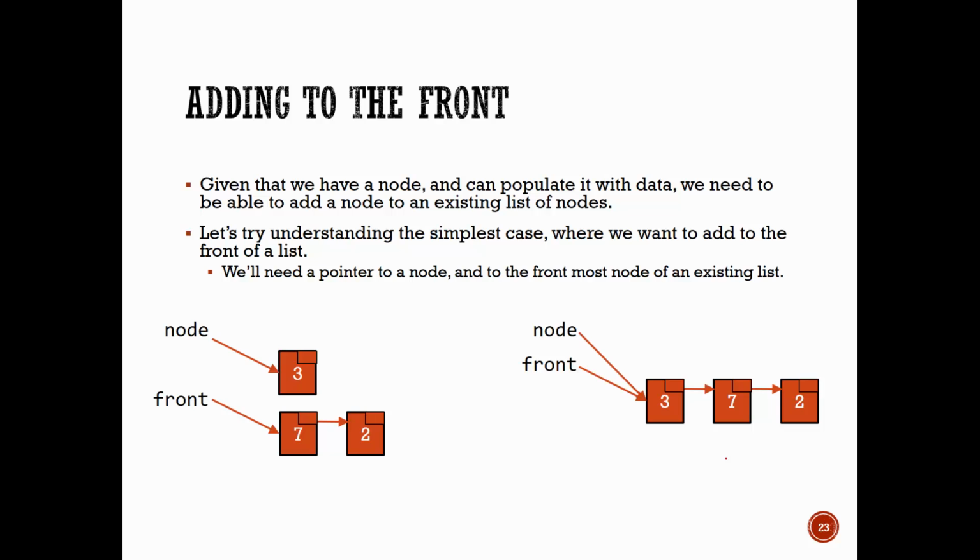So this is what we're going to do. We're going to say that we have a node that we've built and we want to add it to an existing list. So let's take a look at this diagram here. This is the simplest operation we could have for changing the contents of a list.